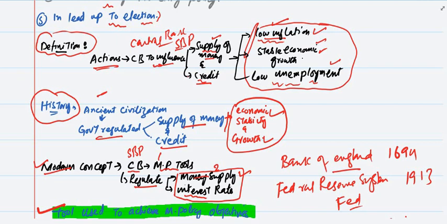So in the definition we have discussed, we are clear on two things. The first thing is that monetary policy refers to the action taken by the central bank, which is the State Bank of Pakistan. And why are they taking these actions? They want to influence the supply of money and credit in the economy, because they want to achieve the economic goals. And what are the economic objectives? Low inflation, stable economic growth, and the third one is low unemployment. Clear? Now let's talk about the history.